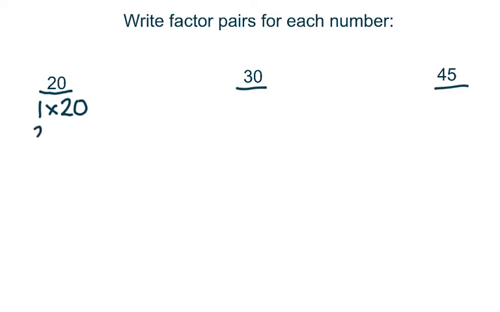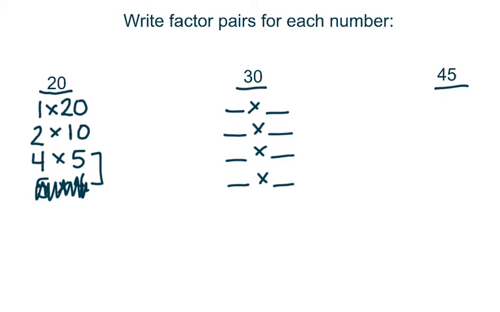So let me think. 2. Yep, 2 is a factor in any number that ends in an even number, and this one ends in a 0. So 2 times 10. 3. Nothing times 3. 4. 4 times 5 equals 20. How about 5? 5 times 4. Here we have the turnaround fact, so we know we have all the factor pairs.